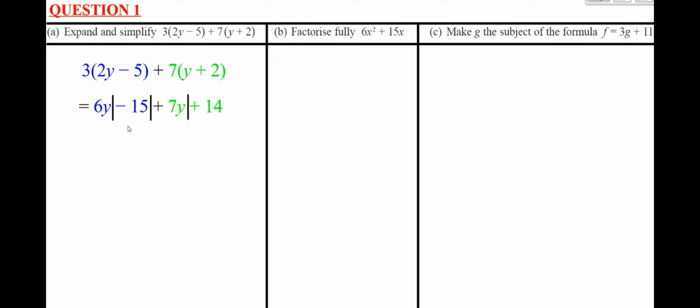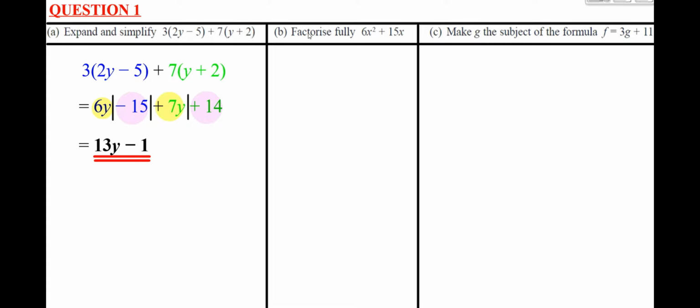So let's have a look at the y's. I've got 6y here and 7y also. So 6y and 7y in total is 13y. Next, looking at the pure numbers on their own, I've got a minus 15 and a positive 14. So dealing with these, overall, 14 take away 15 will be negative 1. So the numerical part of the solution is just minus 1. Therefore, the final answer is 13y minus 1.